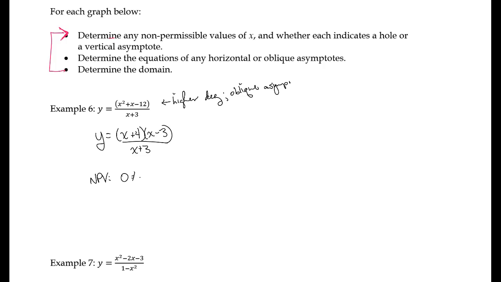So my non-permissible values, again, are when I set my denominator equal to 0, and I say 0 cannot be x plus 3, so x cannot be negative 3. And based on the fact that it doesn't cancel, but it is a non-permissible value, I would expect this to be a vertical asymptote.